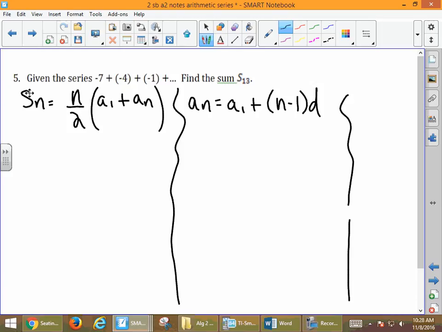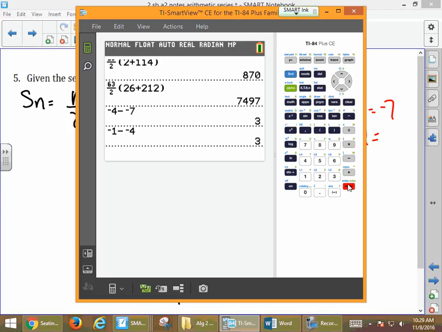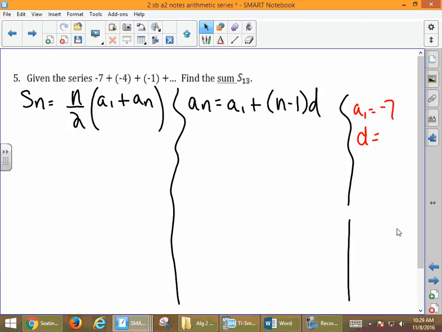And let's see what we know. What's our first value? Matthew? Negative 7. And then the common difference. If you get confused with the common difference, by the way, that's what the calculator can help us with. We could say negative 4 minus negative 7 gives us 3. Let's try the next one. Here, negative 1 minus negative 4, we'll still get 3. So our common difference is 3.